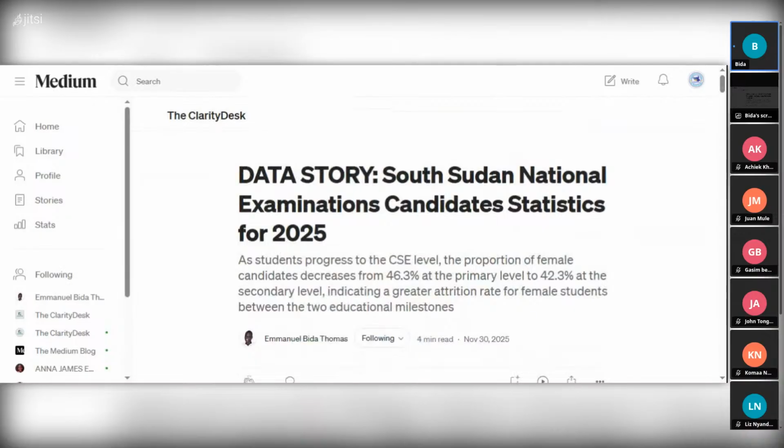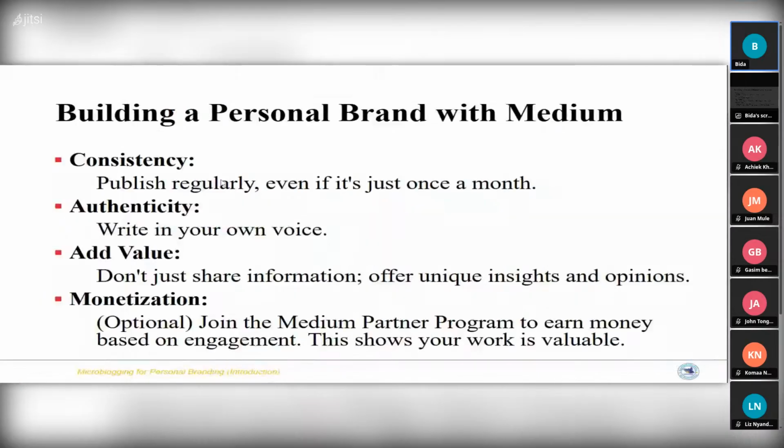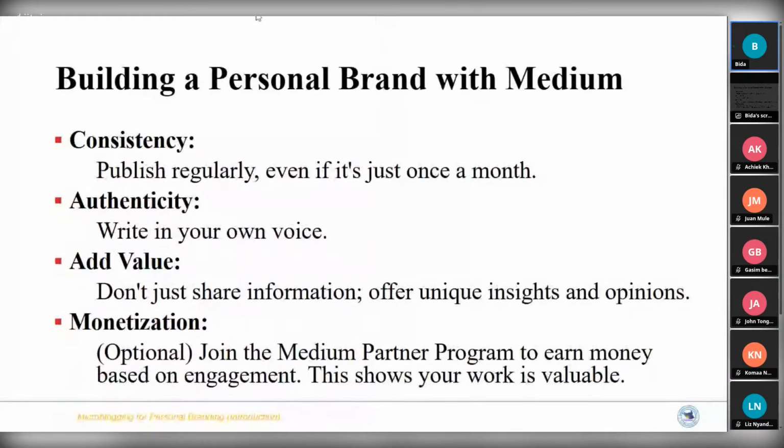So next is how you can build your personal brand. Of course, I was talking about consistency. I was giving an example, just like how you brush your teeth regularly, how you take a bath regularly. You need to publish regularly, even if it's just once a month. Even if you publish once a month, that's already regular. You have already set a target that at least every month I should post on Medium. That is to say, by the end of the year, you should have published 12 posts. You see that?